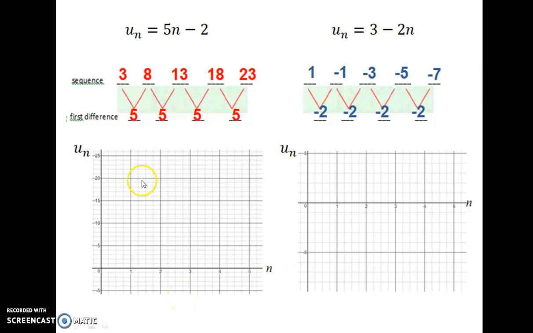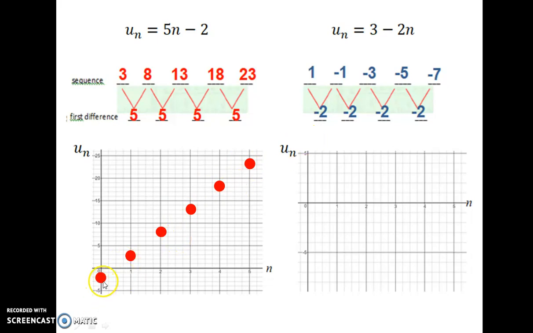All right. So now we take those and we plot them just to confirm that they're linear. In the first one, u1, and this is our n value, right? So n value here is 1. When the n value is 1, the term is 3. When n value is 2, the term is 8. When the n value is 3, the term is 13, and so on. And 4 gives you 18, and an n value of 5 gives us 23. And it's definitely linear. You can see it's making a line.